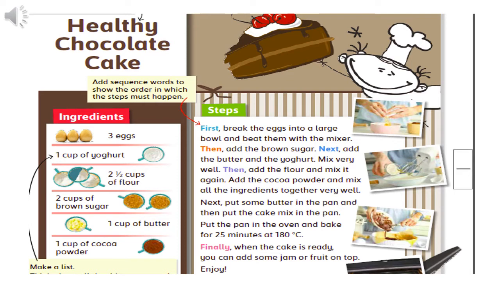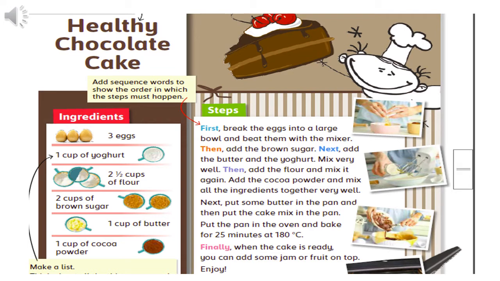Steps: first, break the eggs into a large bowl and beat them with the mixer. Second, add the brown sugar. Next, add the butter and the yogurt. Mix very well. Then, add the flour and mix it again. Add the cocoa powder and mix all the ingredients together very well.